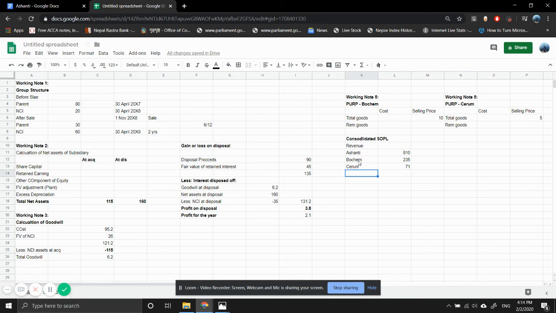Okay, so we only consolidate for that many period, right? And then after that what we do is intra-group transaction, right? So how much has been the total intra-group transaction? Intra-group transaction is this figure, right?